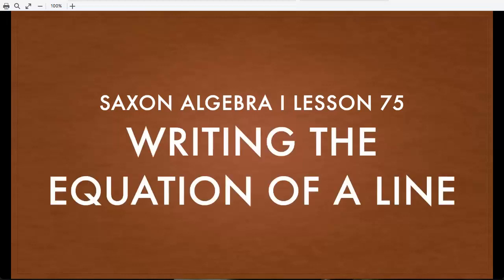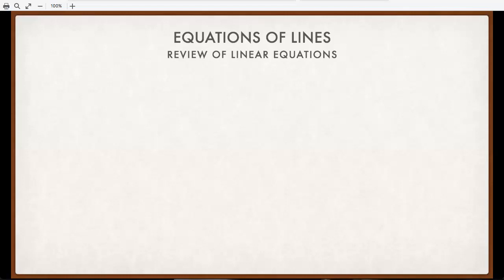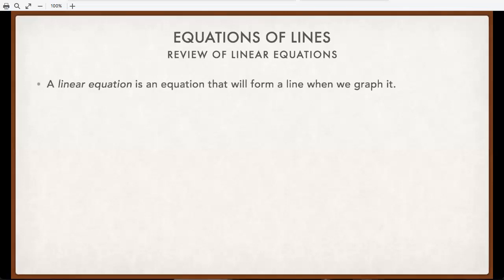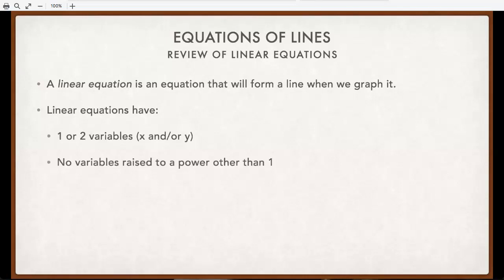Lesson 75, Writing the equation of a line. First, let's review linear equations. A linear equation is an equation that will form a line when we graph it. We can tell whether an equation is a linear equation because it'll have these things: one or two variables, usually x and/or y, and no variables raised to a power other than 1.